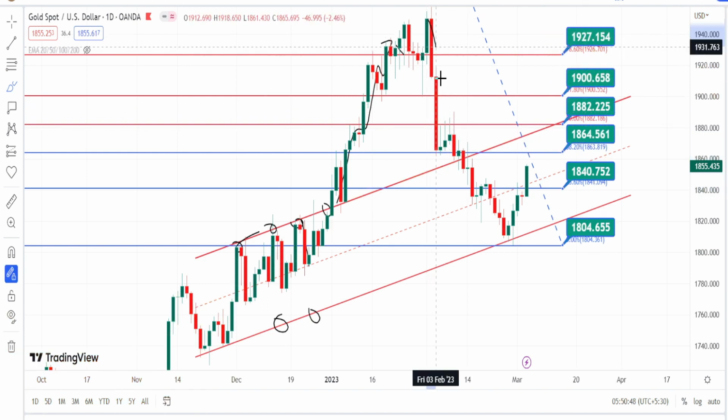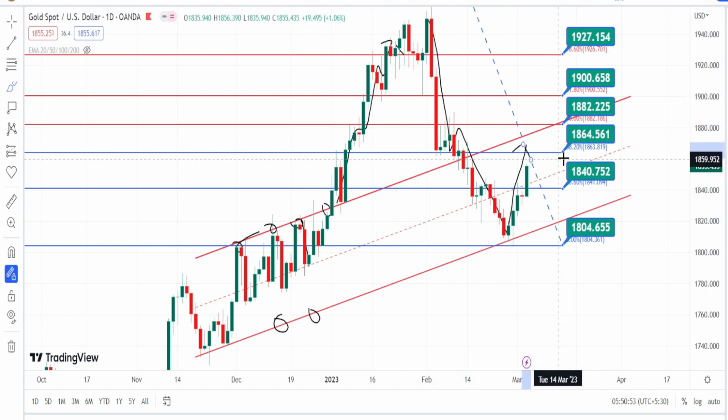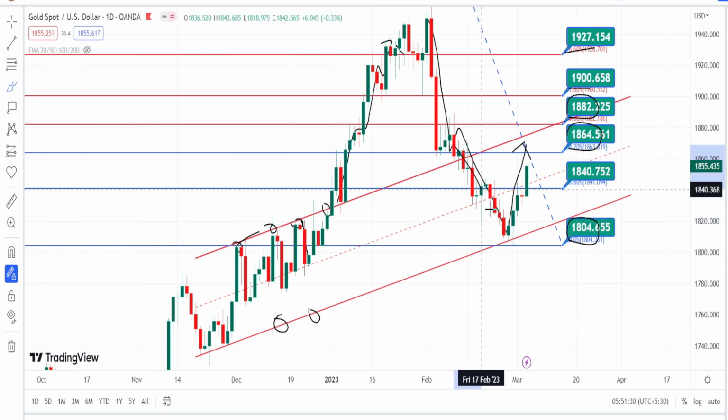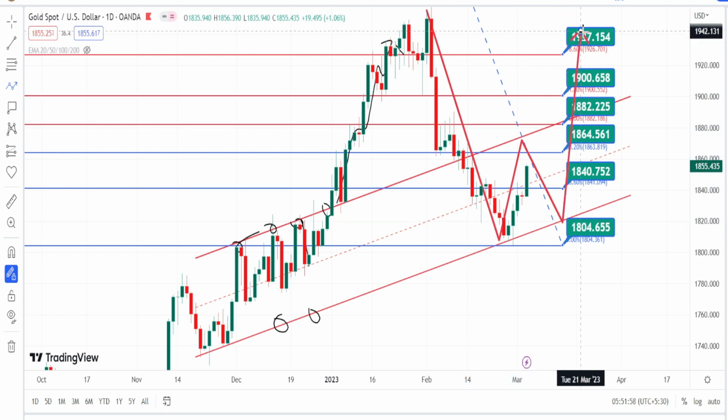So for now, the current trend of the price action in daily time frame is in a bullish trend, and next level of resistance is going to be around 1864. Once this resistance level is broken, next level of resistance is going to be around 1882, 1900 and 1927. And only when the price action breaks this support level of 1804, we can expect the bearish trend to continue. And as long as the price action is trading within this bullish channel pattern, we can expect the bullish trend to continue with daily time frame.